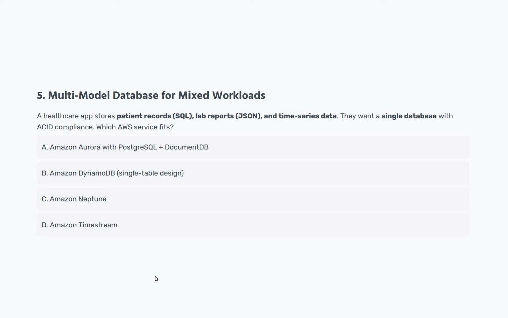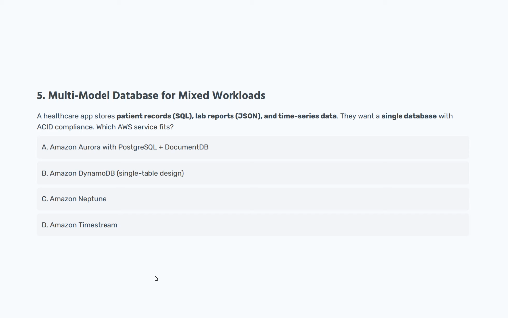Okay, the healthcare app stores patient records in SQL, lab reports as semi-structured document DB, JSON, and time series data. They want a single database with ACID compliance. Which AWS service fits? They need ACID compliance, and they need lab reports as JSON as well, and then time series data. So think about what you want.